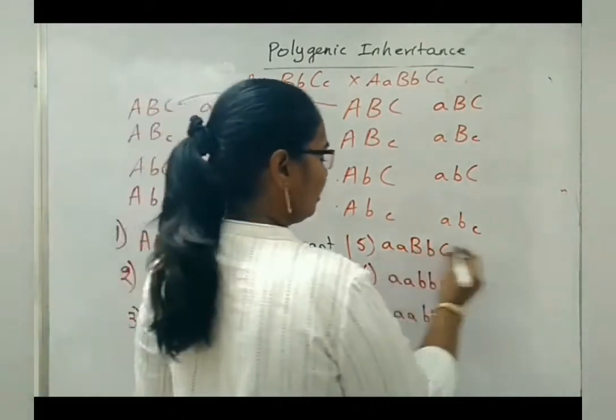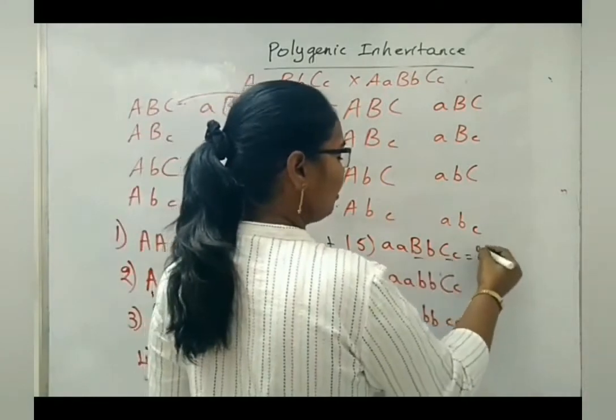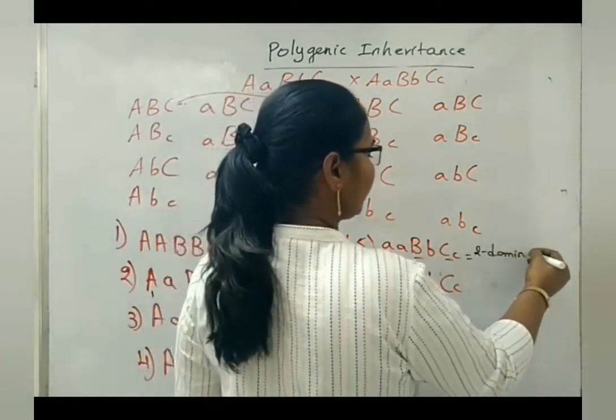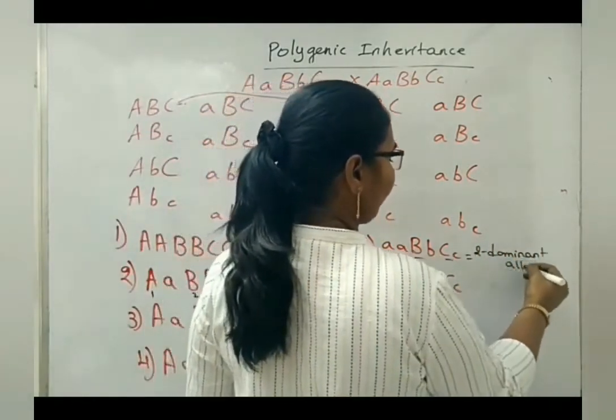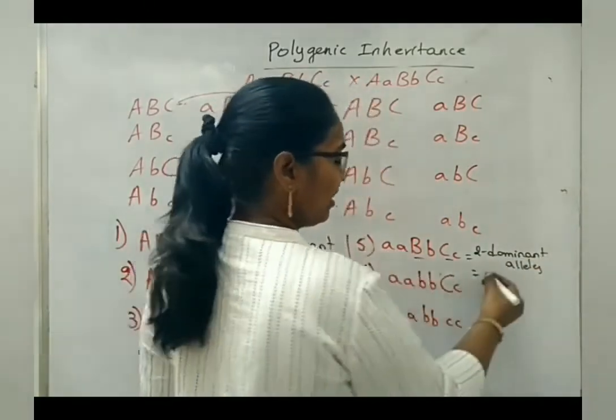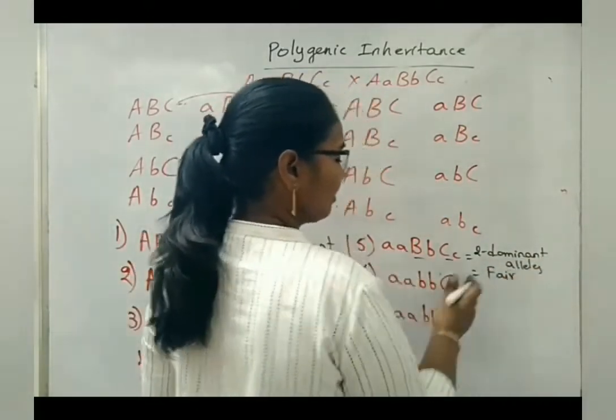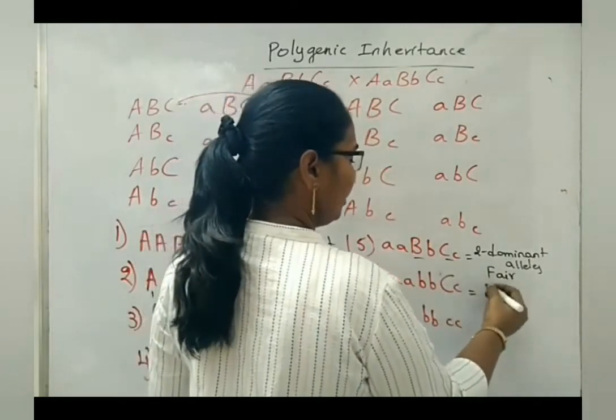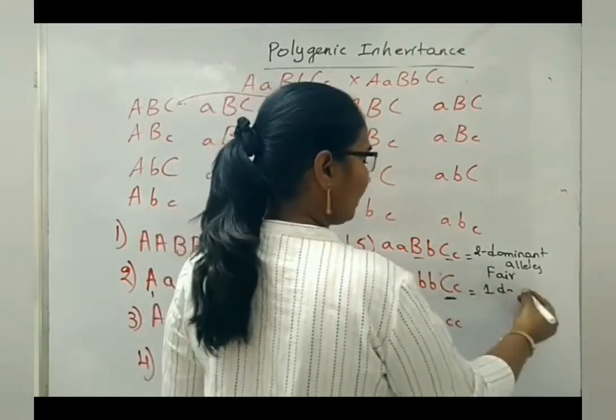What about this? Here how many dominant alleles are there? Only 2. So 2 dominant alleles. Here skin color is a little bit fair. Here only 1 dominant allele is there, that is capital C.